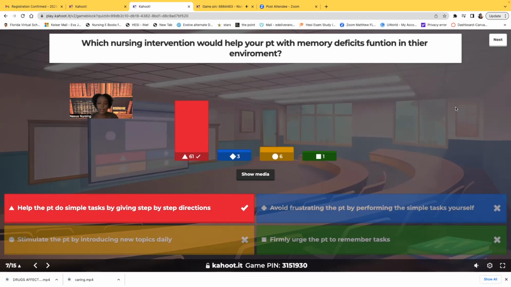Stimulating the patient by introducing new topics. Remember what I told you about that dementia patient? Remember, they have a problem remembering things that were familiar to them, remembering their own name. How do you think they're going to handle new topics? So that's not going to help them by introducing new topics daily. Absolutely not. And last, look, first of all, the first word, when it said firmly, you should have known it was wrong, but let's keep going. Firmly urge the patient to remember tasks. This is a disease. This is their disorder. You could firmly encourage them to remember as much as you want. It doesn't mean it's going to happen. This is part of their disease process.